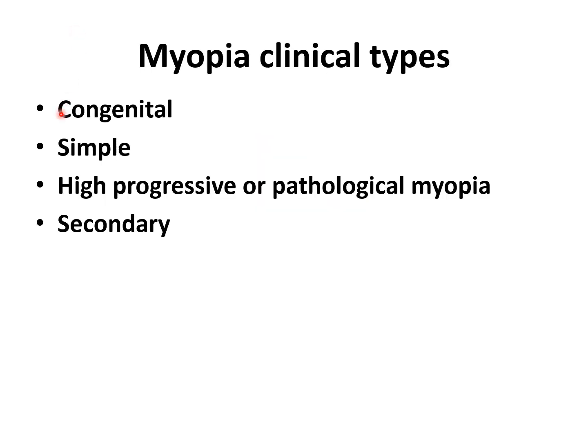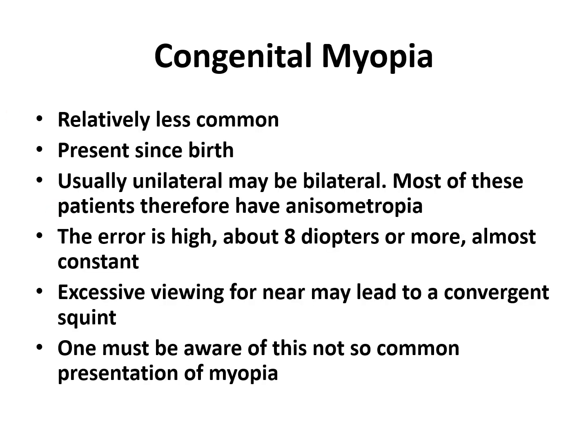Clinically, myopia may be congenital, simple, this is the commonest type, it may be high progressive, or secondary. Congenital myopia is relatively less common. It is present since birth. It's usually unilateral, maybe bilateral. Most of these patients therefore have anisometropia. The error is high, about 8 diopters or more.